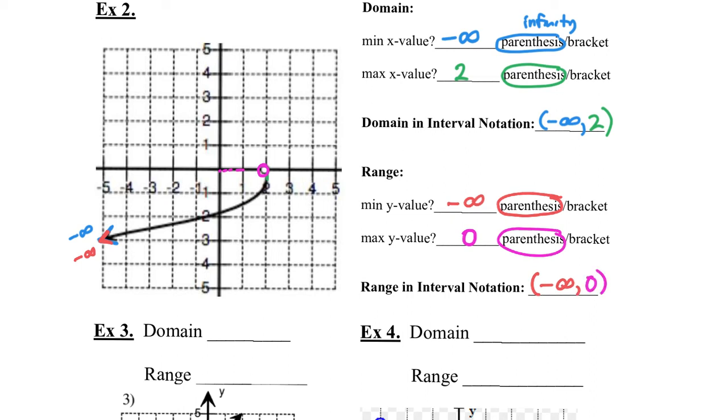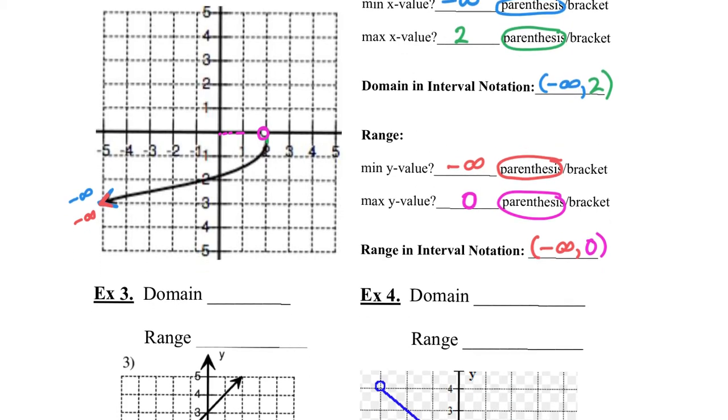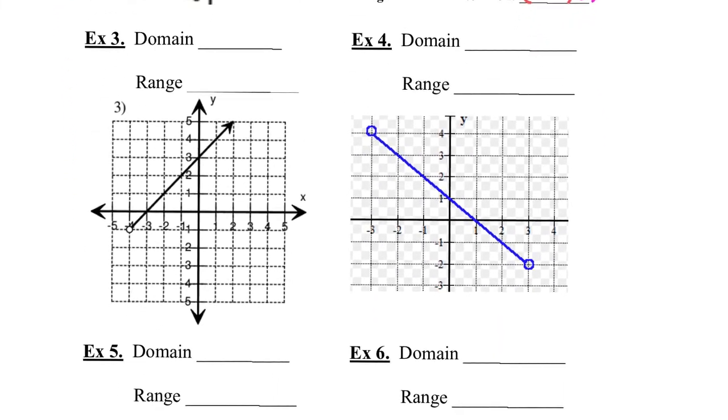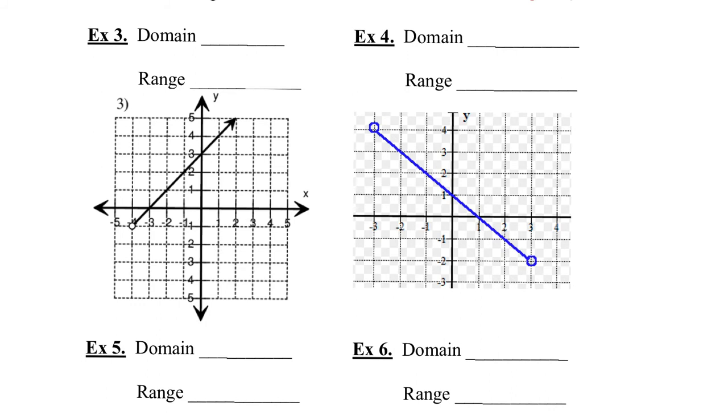Okay, we're going to do some more examples because this is a tricky bit. We're going to take out some of the intermediate steps and jump straight to the domain and range, and we'll see if we can get the hang of it. Okay, for example 3, this is continuous because everything's connected. Remember, domain is the x's.